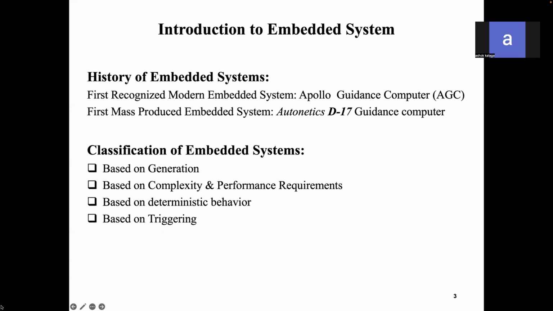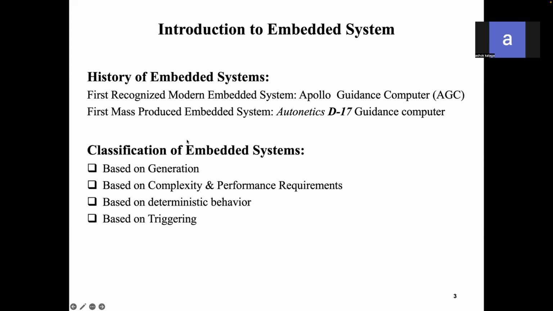Now, the history of embedded systems. The first recognized modern embedded system was the Apollo Guidance Computer, which is AGC. The first mass-produced embedded system was the Autonetics D-17 Guidance Computer. So this is about the history.